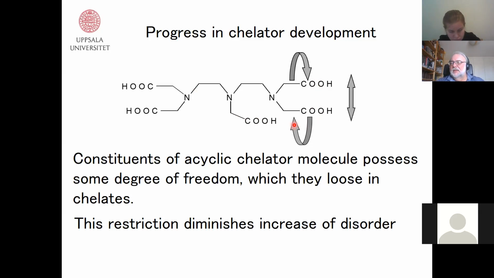Typically, a chelator consists of many organic parts which are relatively loosely connected to each other. Apparently, there might be rotational movement, for example, around nitrogen atoms. It might be vibrational movement, and so on. And this is, of course, related to every part of such a complex. So there is still a certain freedom of movement inside the chelate.